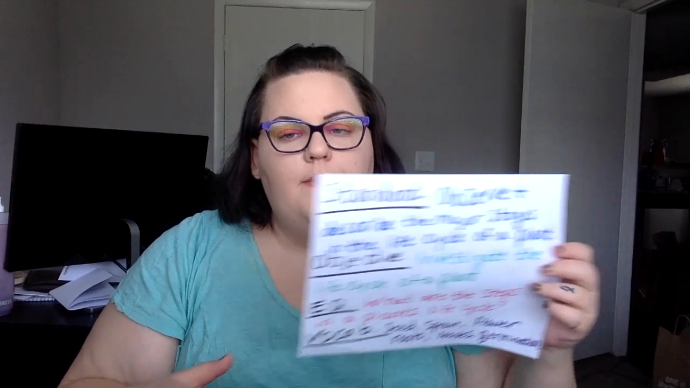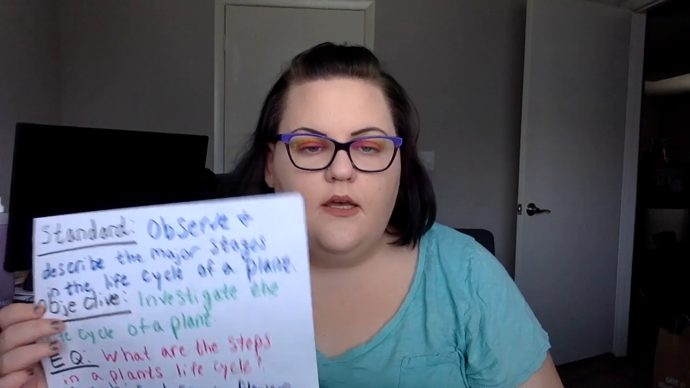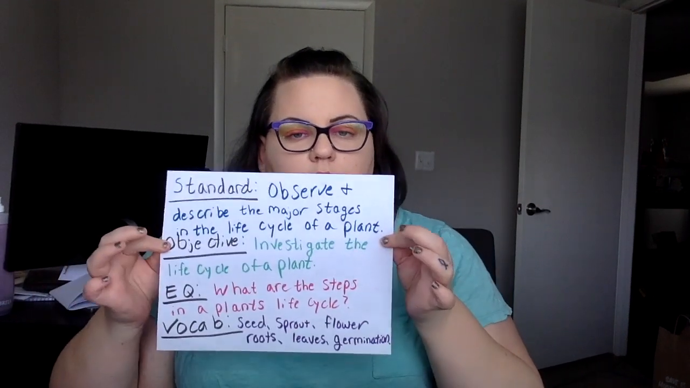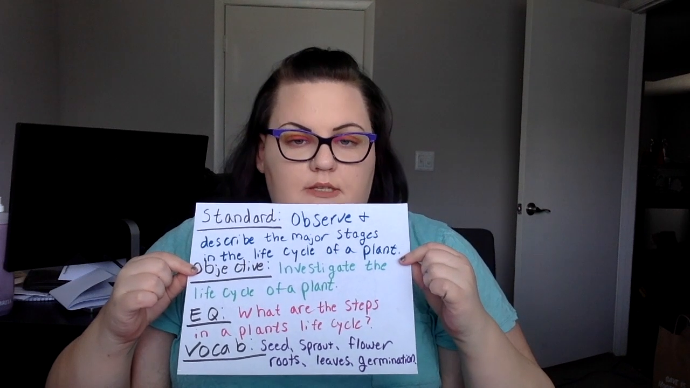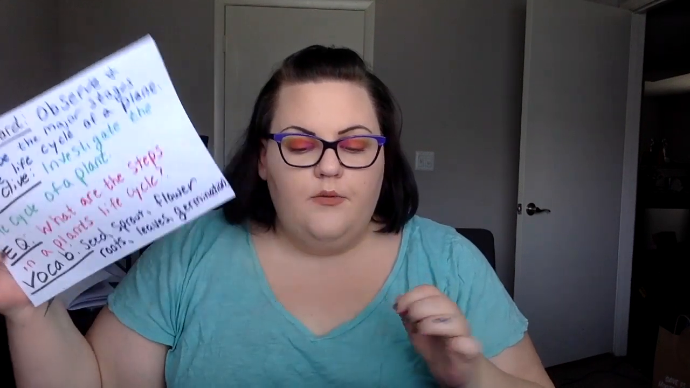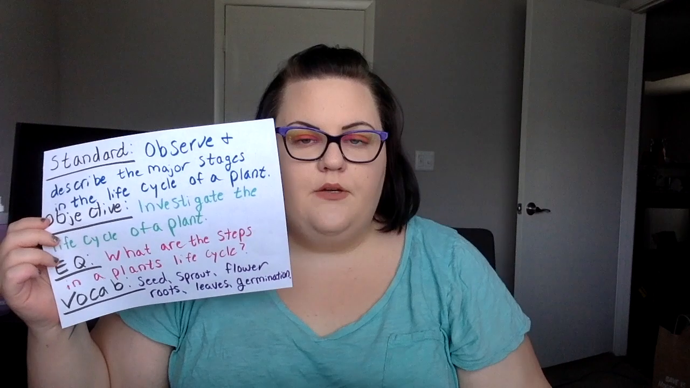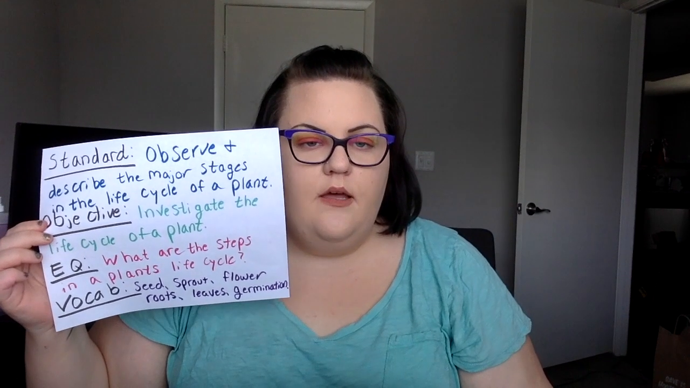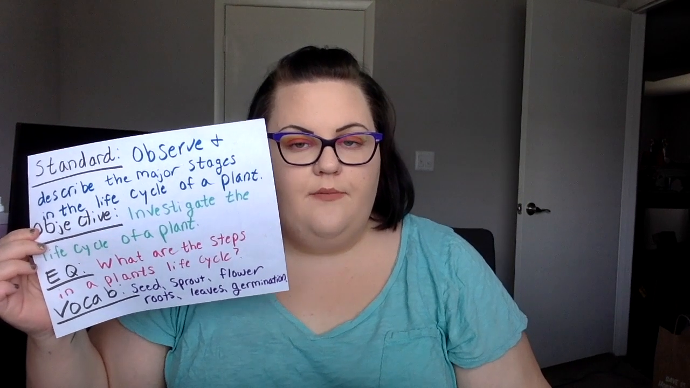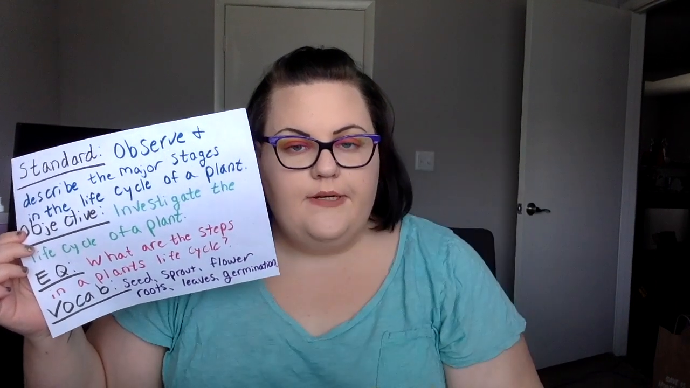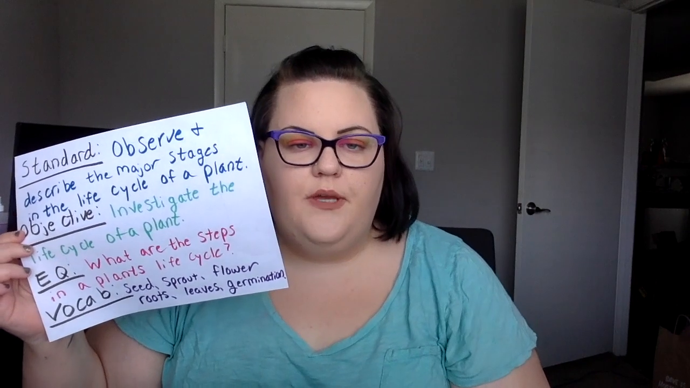Hey students, today we are still talking about the life cycle of a plant. Here is our standard: observe and describe the major stages in the life cycle of a plant. We know the different stages that a plant goes through in its life cycle. Our objective: we're continuing to investigate the life cycle of a plant. We'll check out our root viewer and see how our little plant friends are doing.